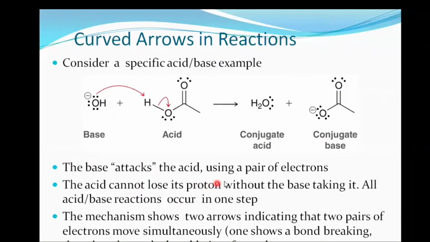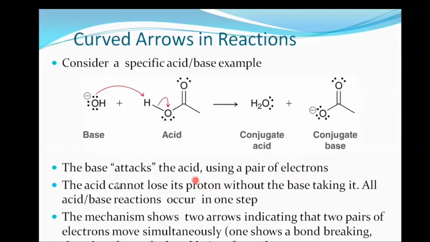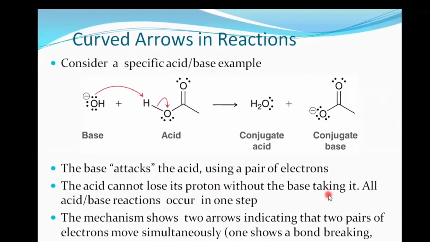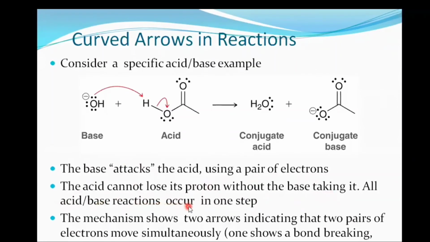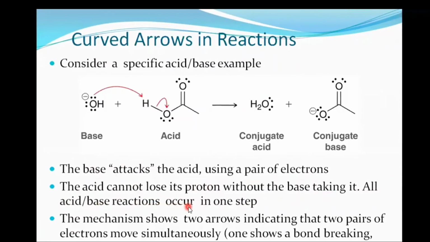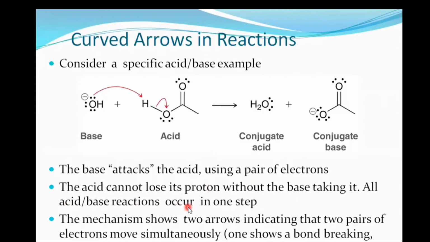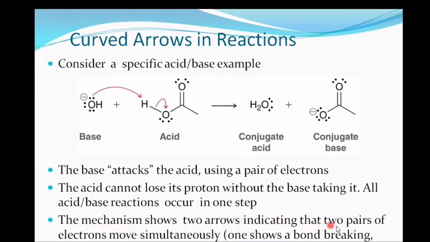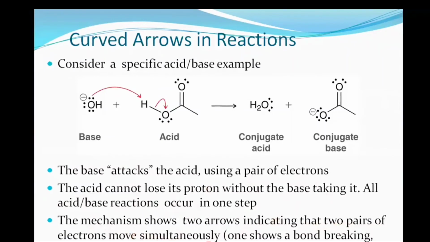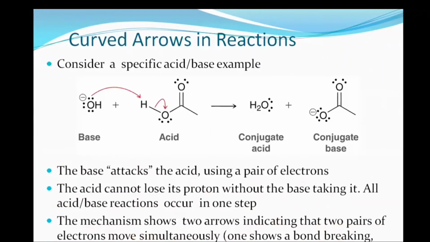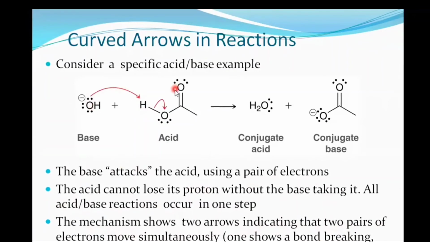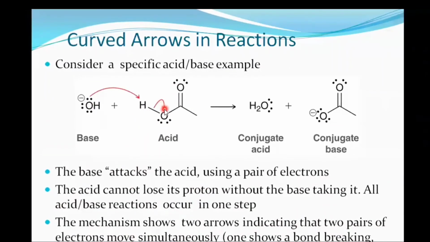The base attacks the acid using a pair of electrons. The acid cannot lose its proton without the base taking it. All acid-base reactions occur in one step. These are simultaneous processes that occur in only one step. The mechanism shows two arrows indicating two pairs of electrons moving simultaneously. One shows a bond breaking and the other shows a bond forming. Here the bond is formed and here this bond is breaking.